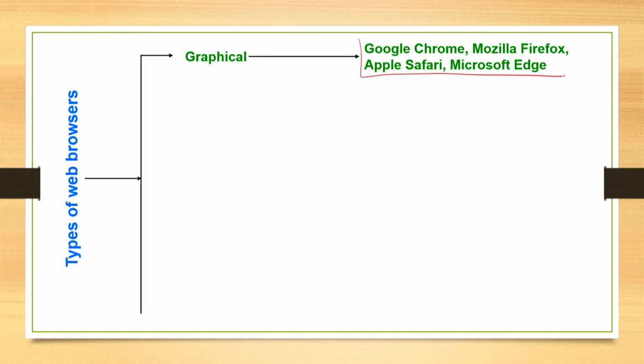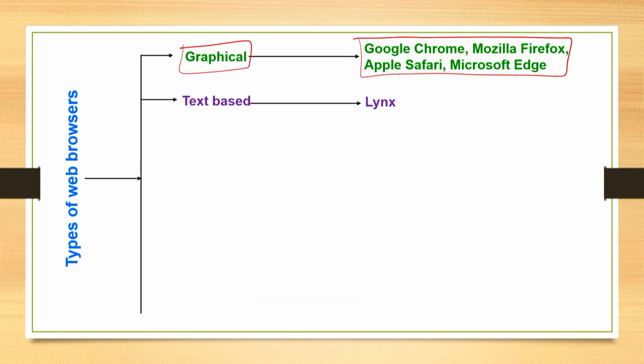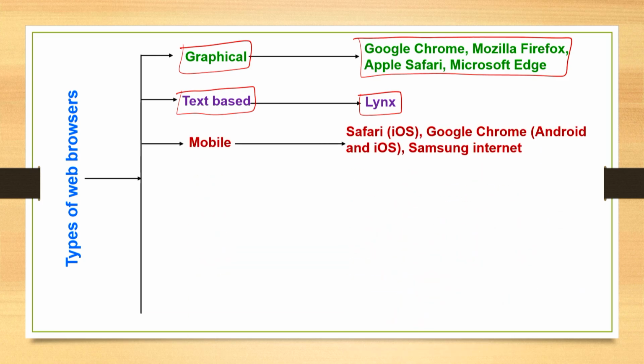These are the graphical based web browsers. Text based web browsers are also available, for example Linux, or you can say mobile web browsers. These are basically used for mobile phones. It may be Safari on iOS, Google Chrome on Android and iOS, or Samsung Internet.